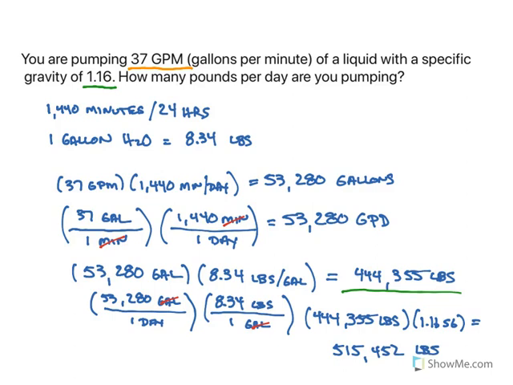And a quick check, if you think about it logically, if it has a specific gravity greater than 1, because the specific gravity of water is 1, so a specific gravity greater than 1 means it's denser than water, means that it would sink, and should mean that it's heavier. So 515,452 pounds is of course heavier than the 444,355 pounds of water. So that's how we would do that problem.